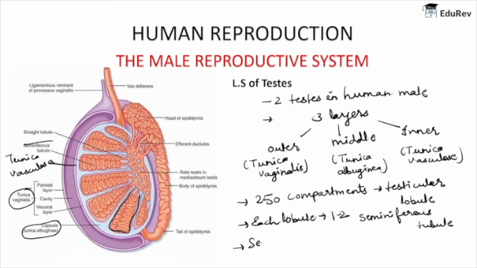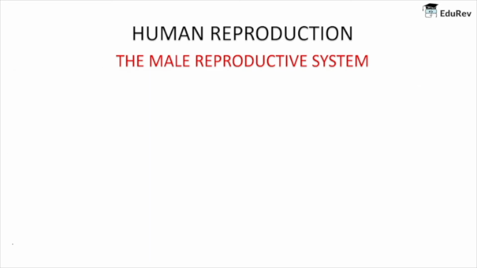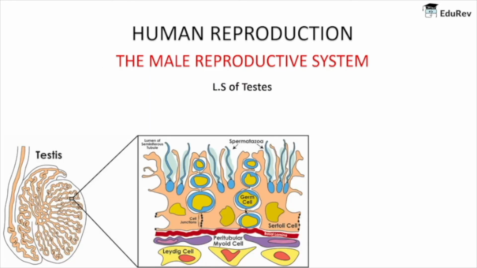Yes. So I will write down seminiferous tubule here. Seminiferous tubule, inside which the sperm production takes place. Sperm production. Now it takes place inside the seminiferous tubules. So I would like to discuss a little more about seminiferous tubules with you. So look at this image carefully.